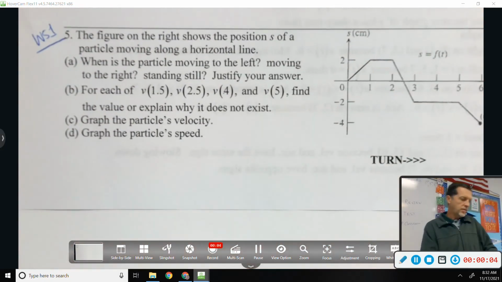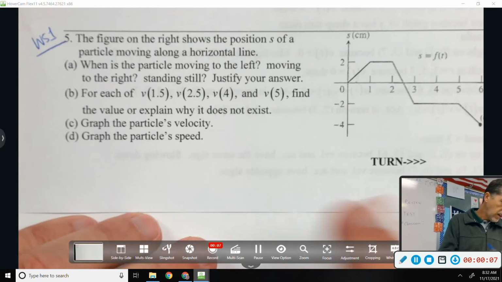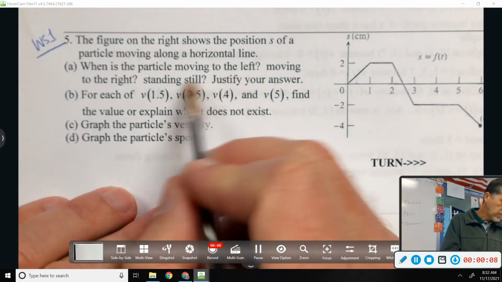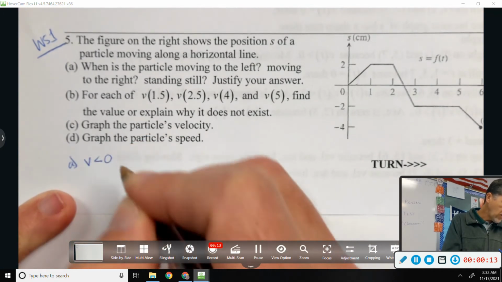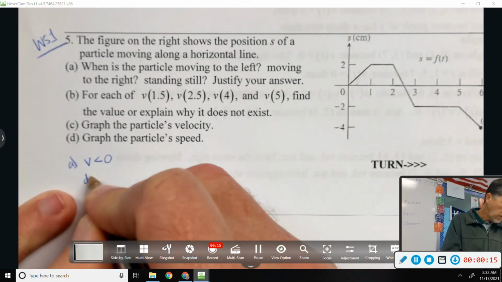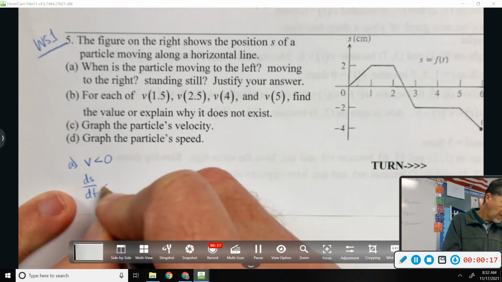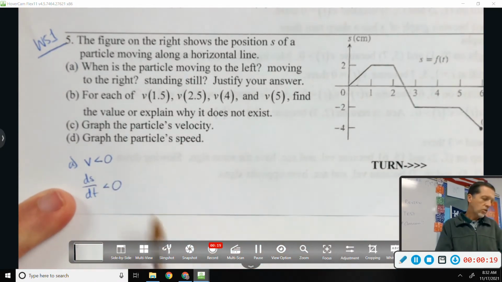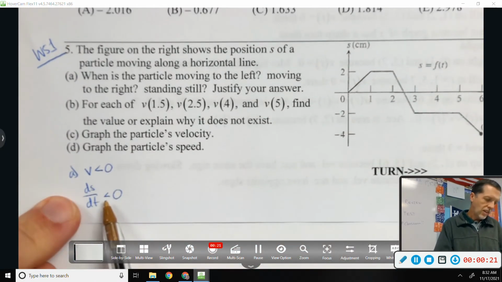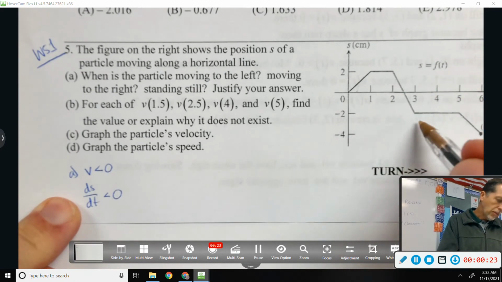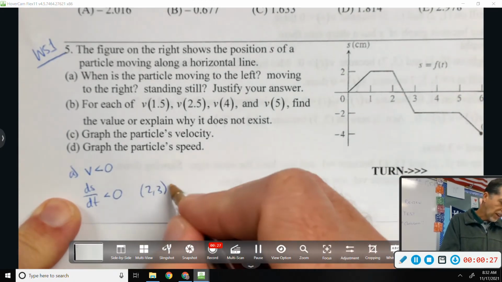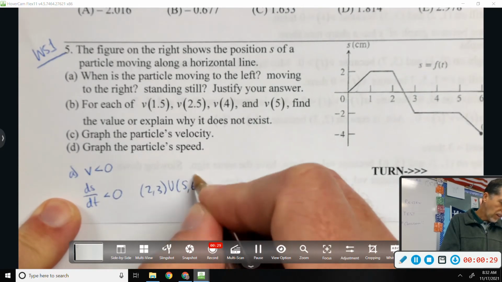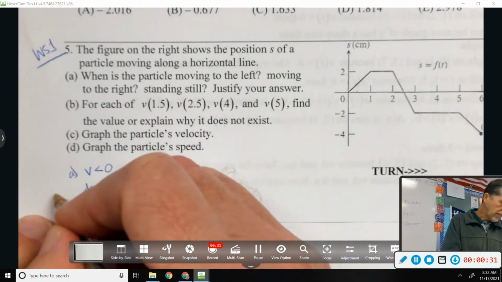Worksheet 1, 5. Let's see. When is the particle moving? Let's do all of it. The particle's moving to the left when v is less than 0. But v is ds dt. So when the slope is negative, that would be from 2 to 3 and 5 to 6. We're moving to the left.